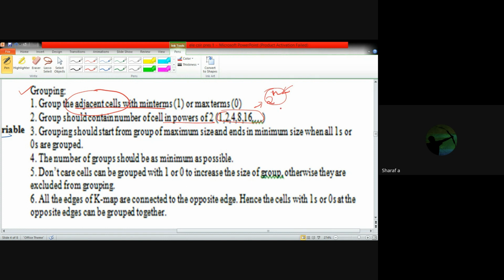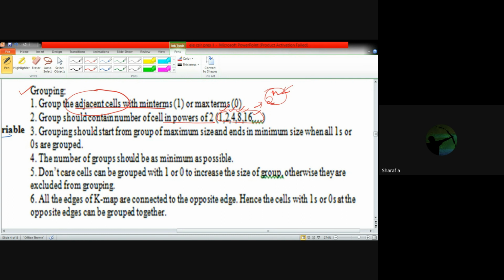So the group should contain either 1, 2, 4, 8, 16, then 32, etc. in this form. So the order should be 2 raised to n: 2 raised to 0, 2 raised to 1, 2 raised to 2, 2 raised to 3, etc. That number of cells will be in the group.